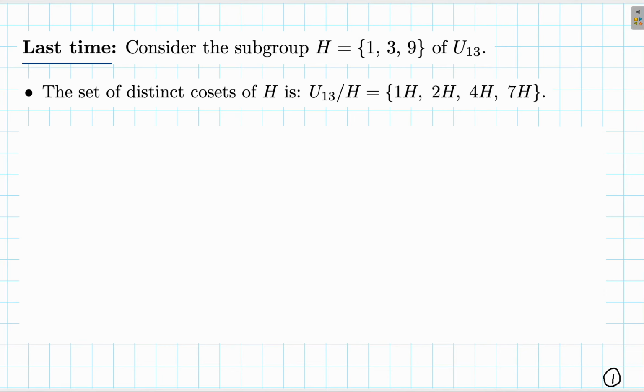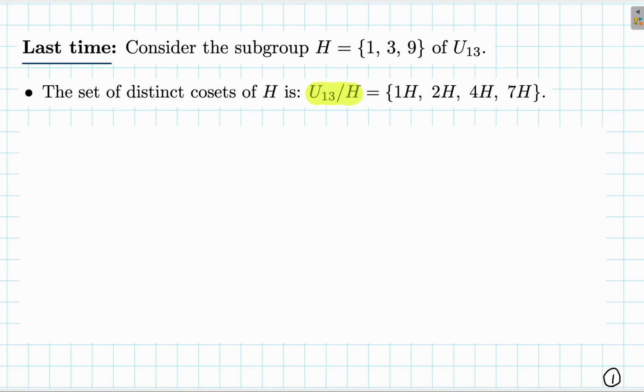Here's a quick recap of the previous lesson. We considered the multiplicative group U13 and its subgroup H containing the elements 1, 3, 9. And then we formed the set of distinct cosets of H, which we called U13 mod H. And that set contained four distinct cosets, namely 1H, 2H, 4H, and 7H.